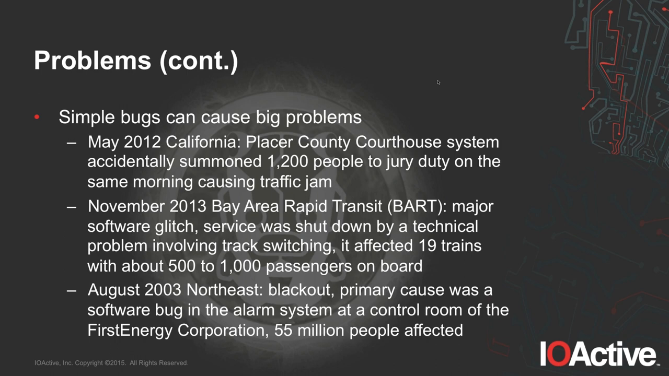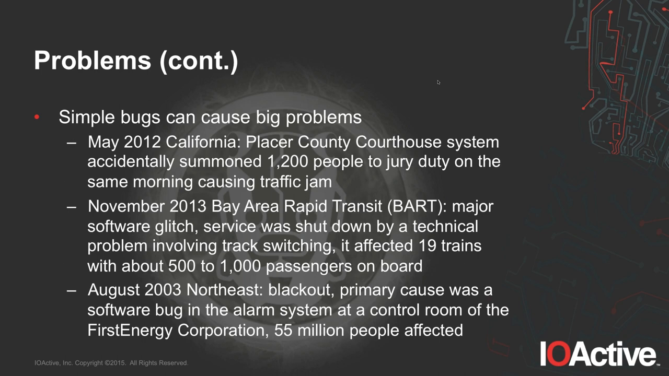And finally, we have the Northeast blackout of 2003, which was a huge blackout caused by a software bug in the alert system of a control room. Basically, this software bug didn't display the alert, so the engineers that were monitoring the system didn't see any alert. There was a problem there, but because of the bug, the alert wasn't being shown.